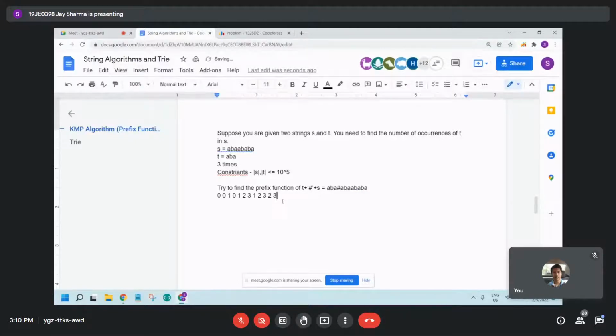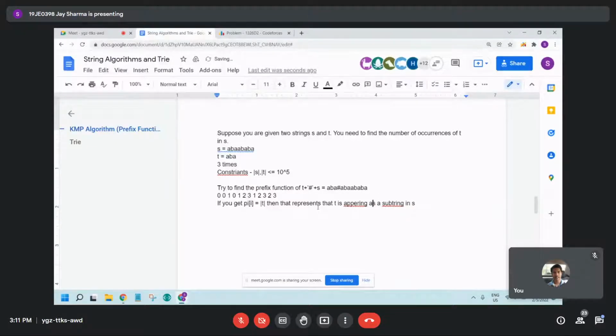So what I claim is that wherever you are getting a 3, that represents a match where you have T as a substring of S. Wherever you get a 3, this A, the one here and the one here, so this 3 represents a match. So if you get pi of i equal to length of T, then that represents that T is appearing as a substring in S.